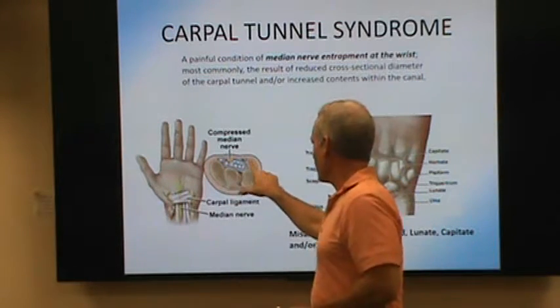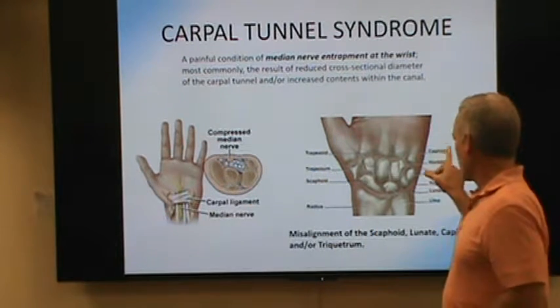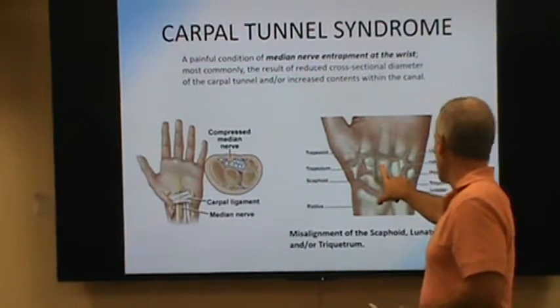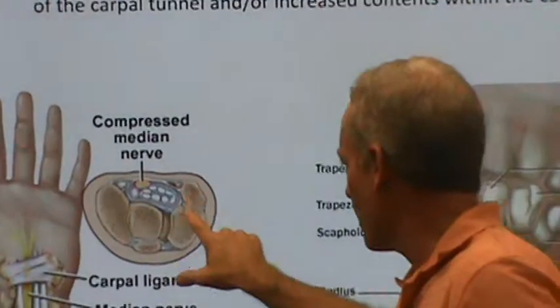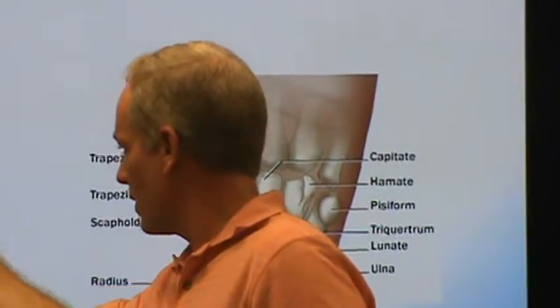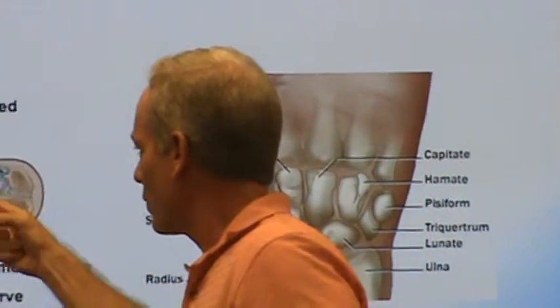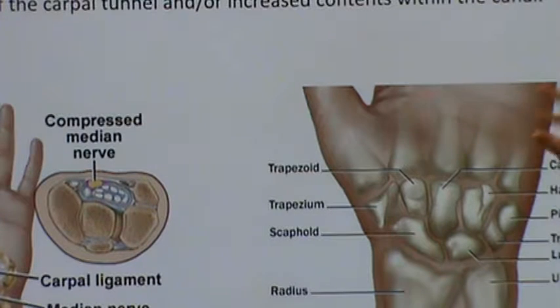So there are 4 of the bones in your hand: your scaphoid, which is here, your lunate, your capitate, and your triquetrum. These bones, when they shift, and they do shift, if they shift in this way, they're going to compress that nerve and can cause carpal tunnel syndrome symptoms.